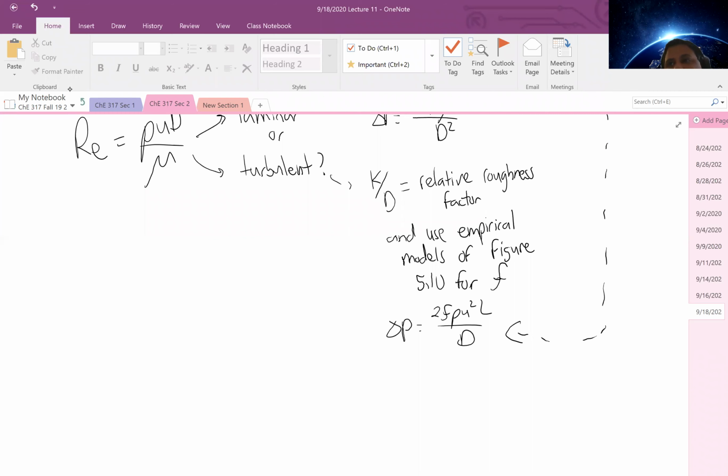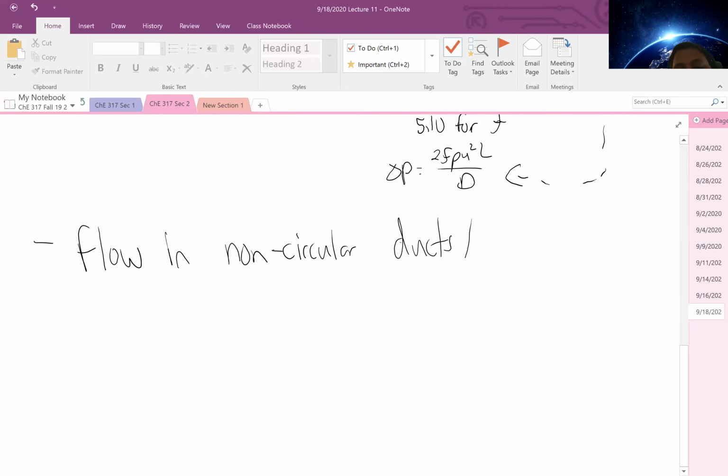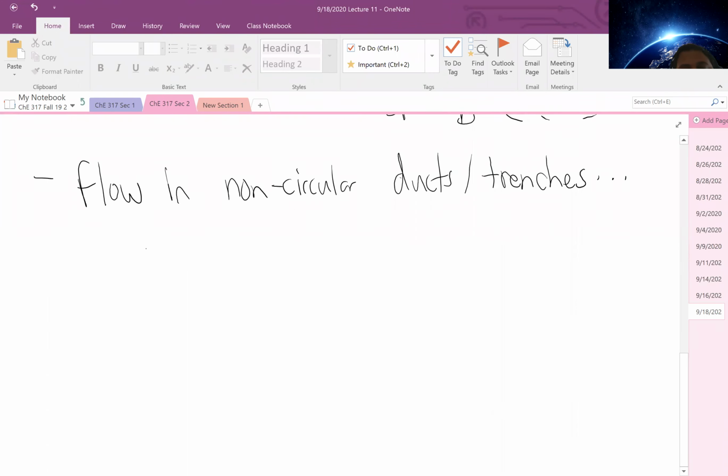All right, if not, then let's move on to the last points of consideration, mainly considering flow in non-circular systems or ducts. Ducts can be trenches, ditches, things like that. So at this point, we've been really considering flow through a pipe, and by a pipe, I mean a circular pipe with a known diameter d.